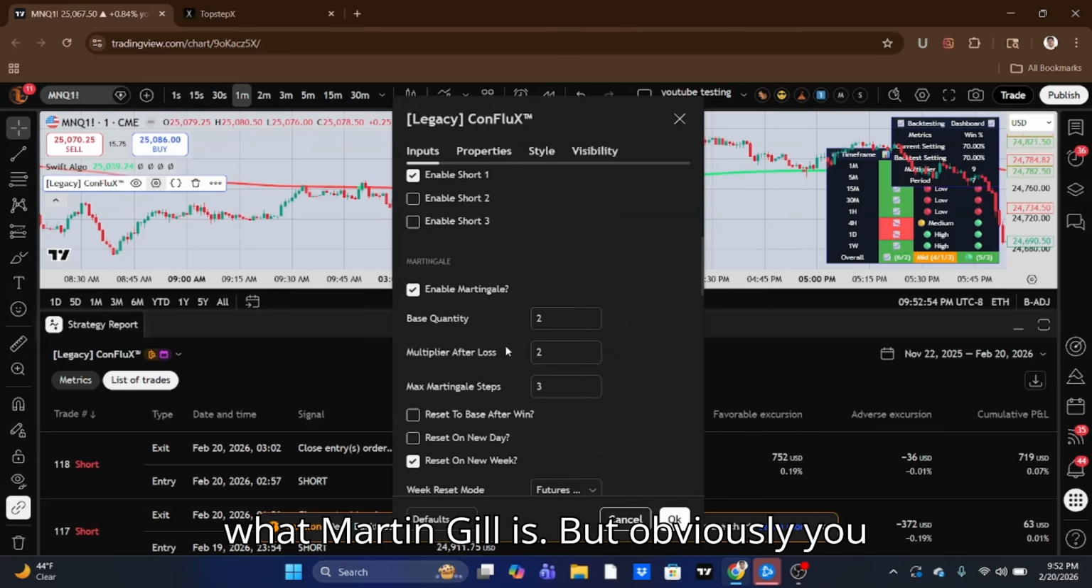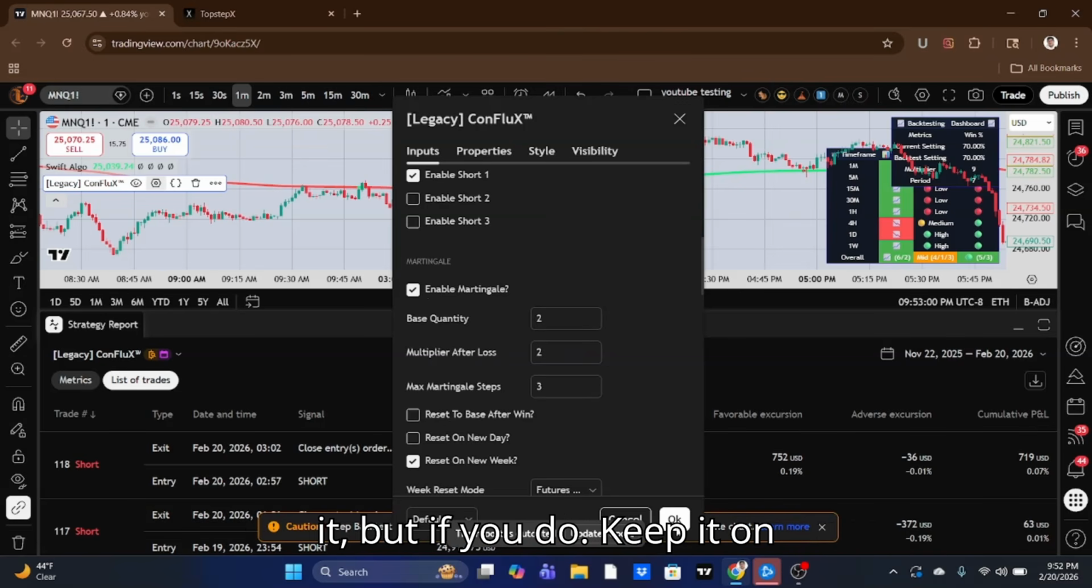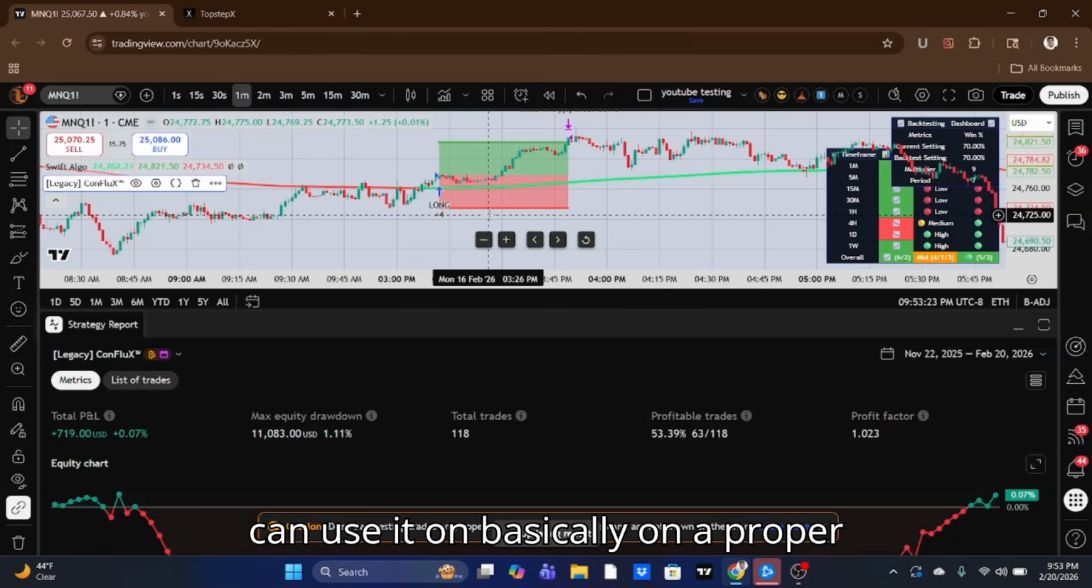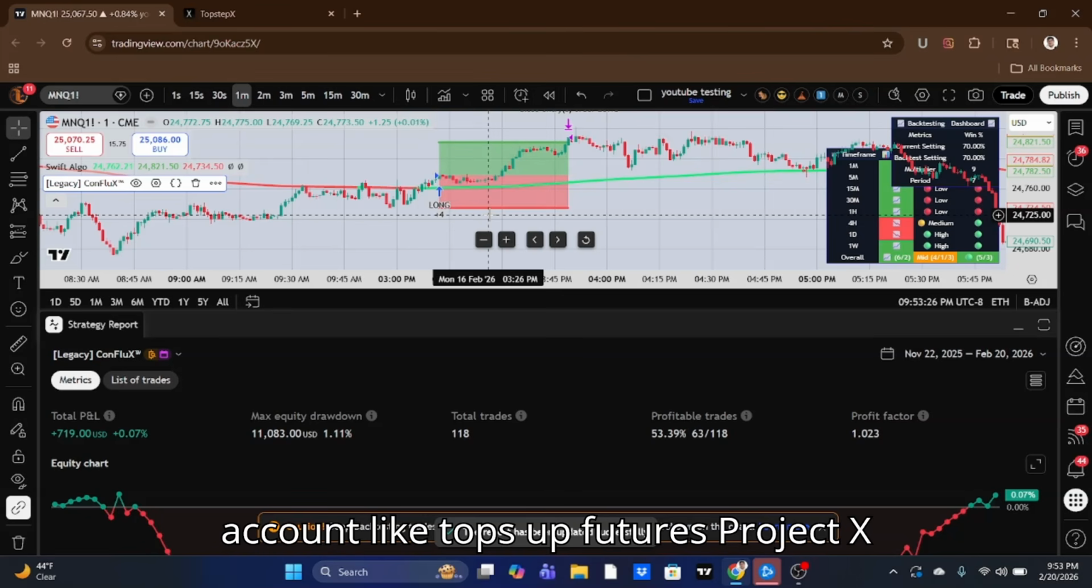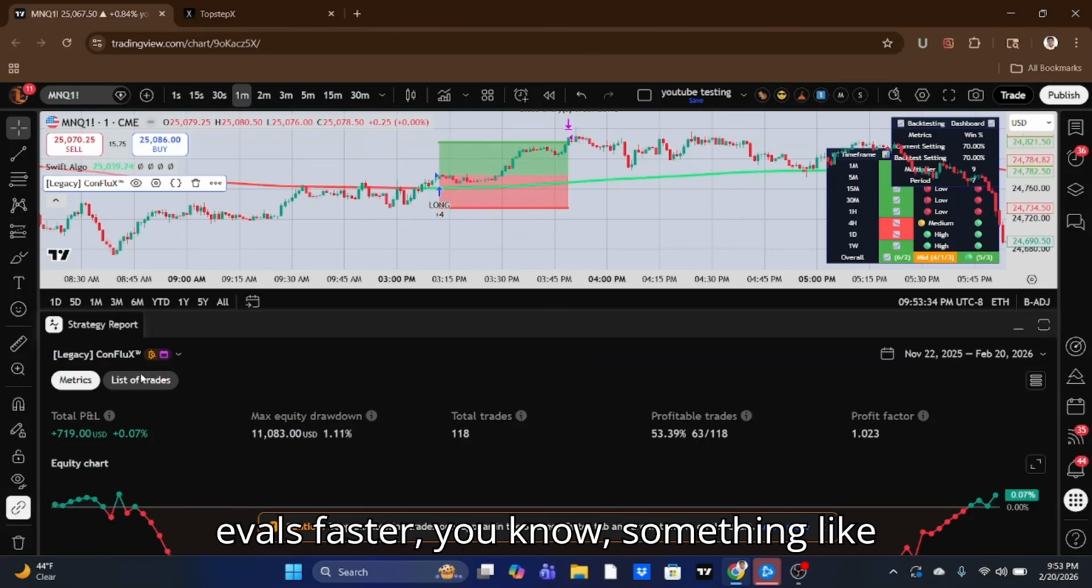But that's what Martingale is. Obviously, you can always uncheck this if you don't need it. But if you do keep it unchecked, let's see what the backtest report will show. Update report. Give a couple seconds to load. Taking a while for it to load. But you can use it on a prop firm account like TopStep Futures, Project X, and see how it does for you, if you can pass your evals faster, something like that. So yeah.